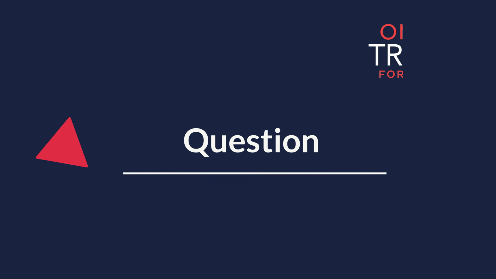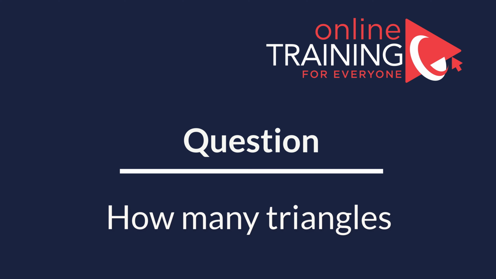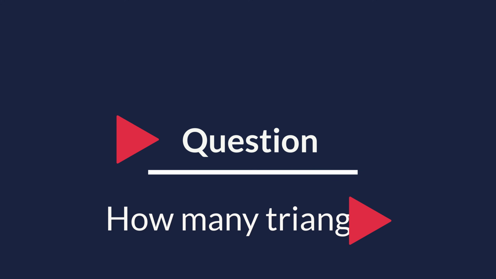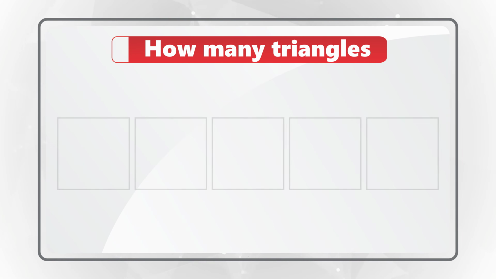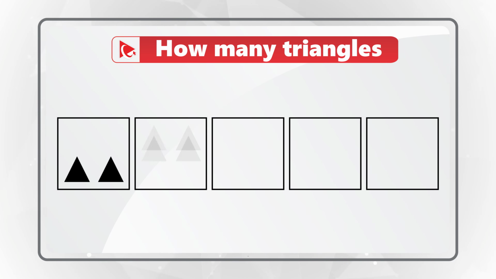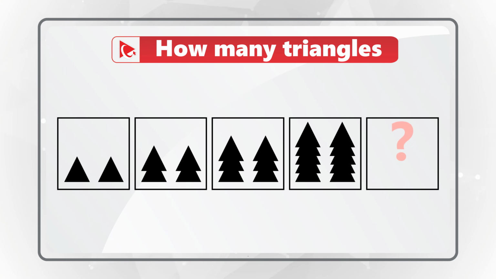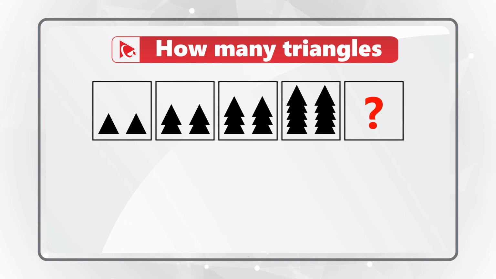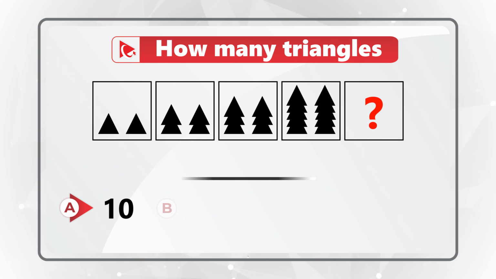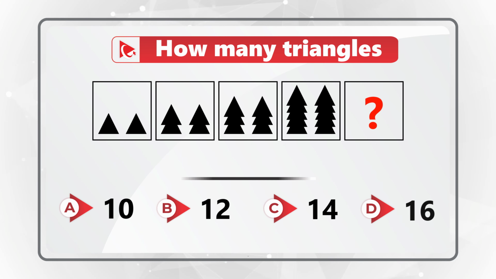Here's the cool question to test your analytical skills. You're presented with the sequence of squares, and each square box has triangles. First box has 2 triangles. Second box has 4. Next one has 6. One after that has 10. And you need to determine number of triangles you should put in the box with the question mark. You have 4 different choices. Choice A, 10. Choice B, 12. Choice C, 14. And then choice D, 16.